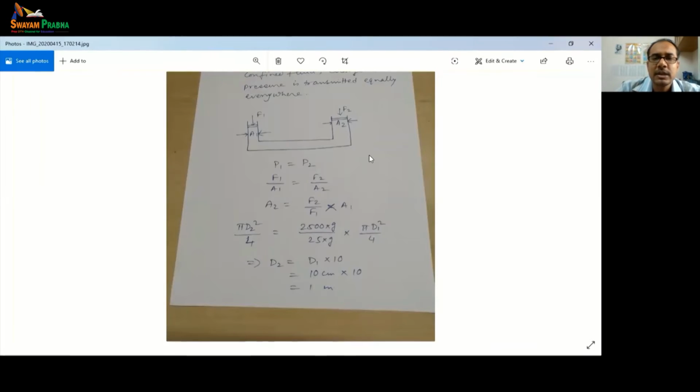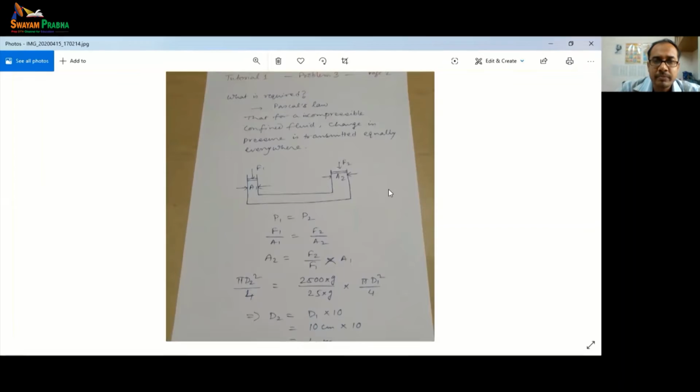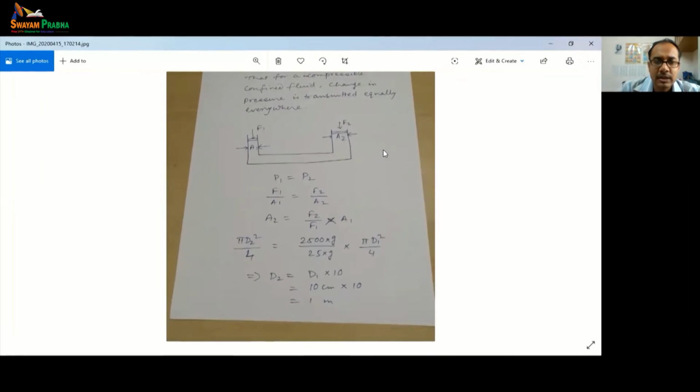So you can see, to raise the much larger weight, you have to use a much larger area, but not as large, because the weight was 100 times larger, but here you are only having 10 times. That means the square root of that 100 in the diameter. So that gives us another concept, Pascal's law, which is related to the pressure.